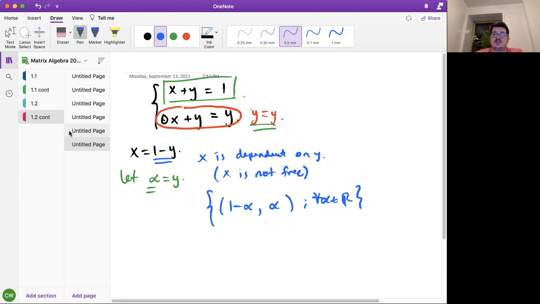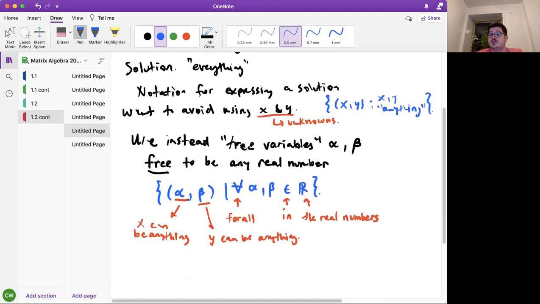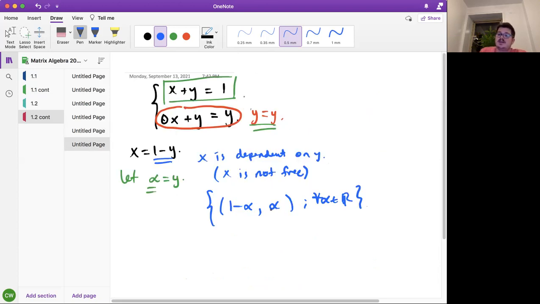And the other one we had was that both variables were free. Alpha was free to be anything, and beta was free to be anything. But in this case, alpha could be anything, but there's a restriction on the other coordinate.